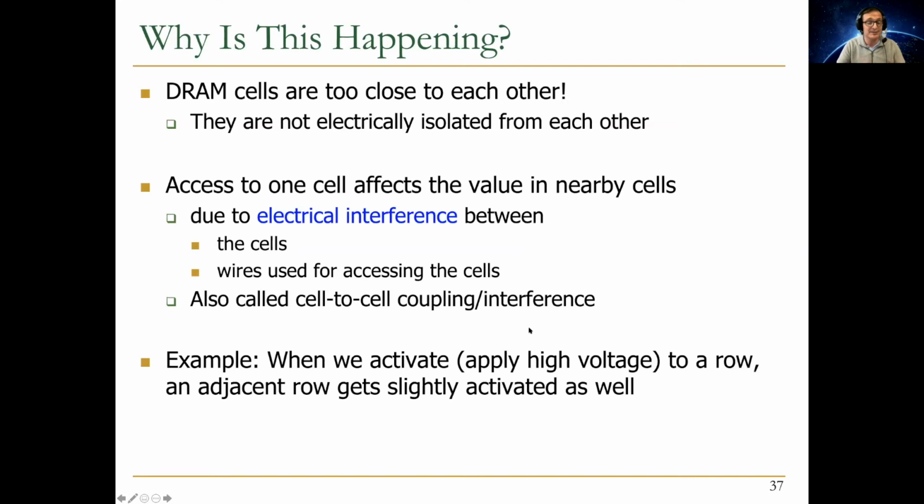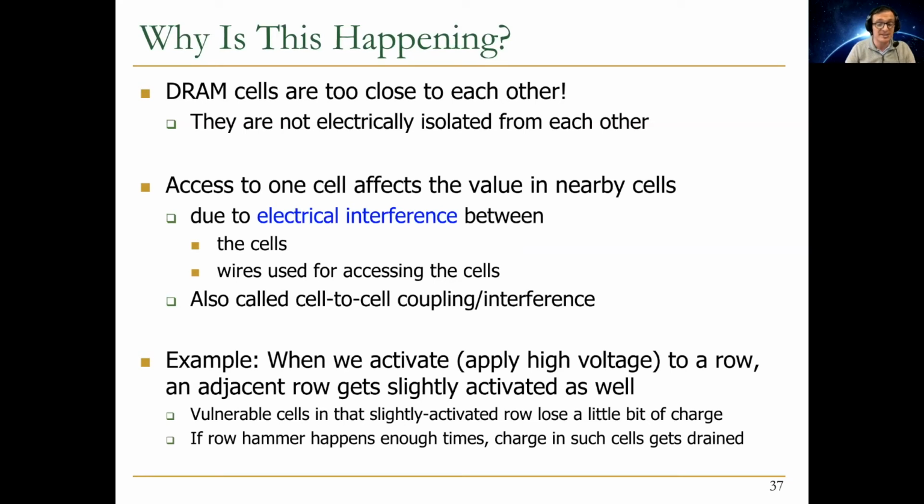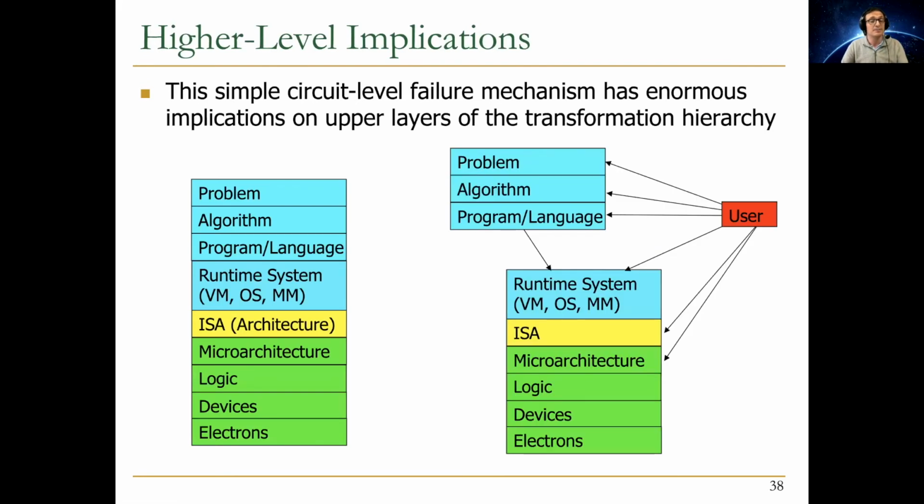An example is when we activate or apply high voltage to a row, an adjacent row gets slightly activated as well. And vulnerable cells in that slightly activated row lose a little bit of charge. And if RowHammer happens enough times, thousands of times, charge in such cells gets drained. As a result, before you had charge, now you don't have charge. Charge means encoding as 1, for example. Now your encoding goes to 0. So a bit flip happens because your cell is now interpreted as a 0, whereas originally it was a 1. And this is clearly bad, right, as we discussed yesterday. So as a result, the simple circuit level failure mechanism has enormous implications on upper layers of the transformation hierarchy, because the bit flip directly gets exposed to data structures in your program or system structures.